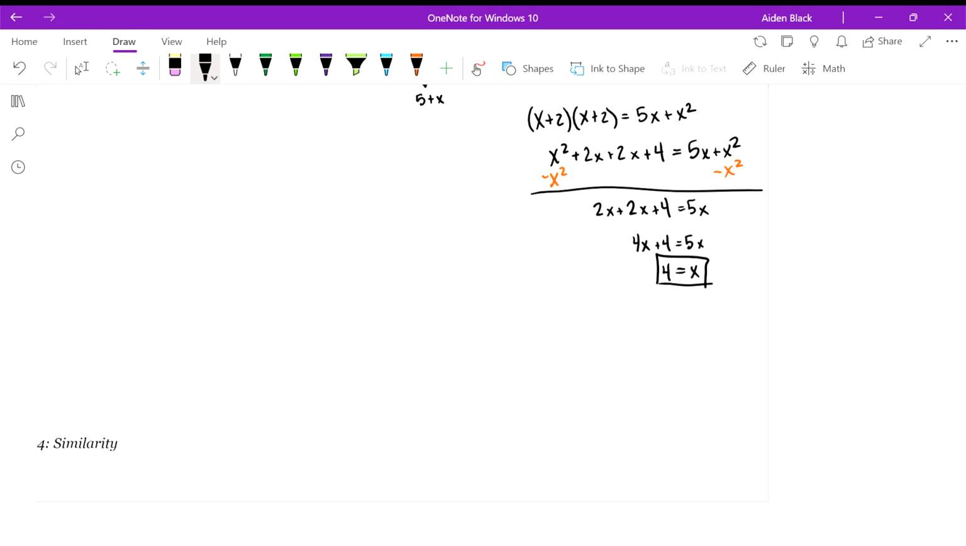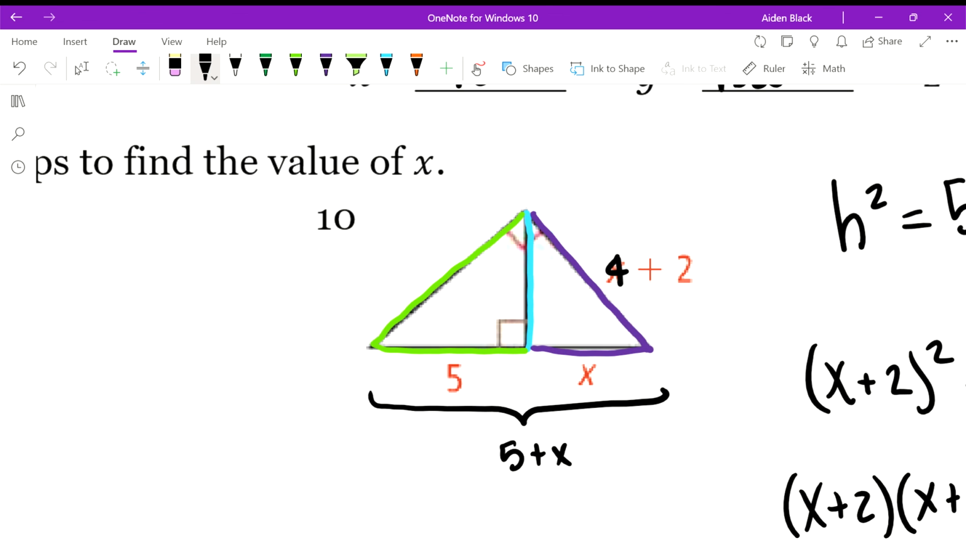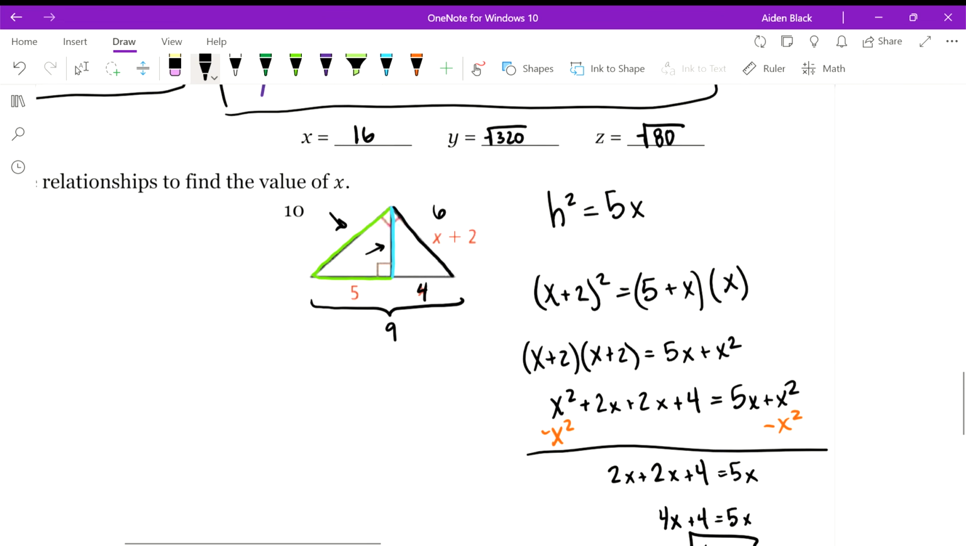I'll give you a challenge. Since now you know that this is 4, so this whole thing right here is 6. You know that this is 4, so this is 9, the whole hypotenuse. Please find the altitude, and please find this leg. Okay.